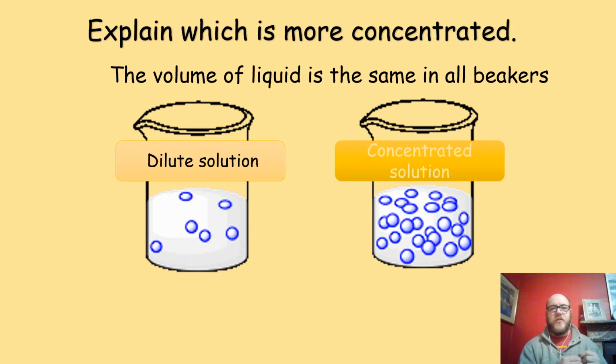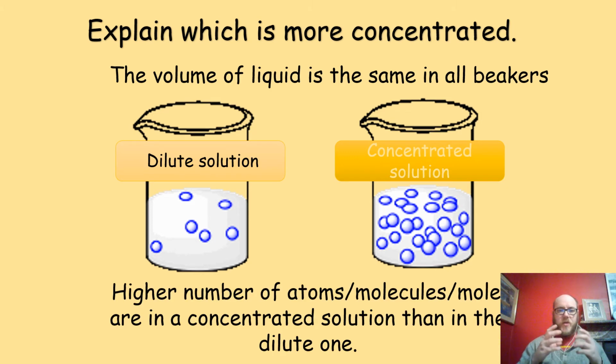Dilute solution doesn't have much solute in it. Concentrated solution has a lot of solute in it in the same volume. So the higher number of atoms or molecules that are in the solution, we say is the more concentrated solution. So in a concentrated solution, we have a higher number of atoms or molecules than in the dilute one.